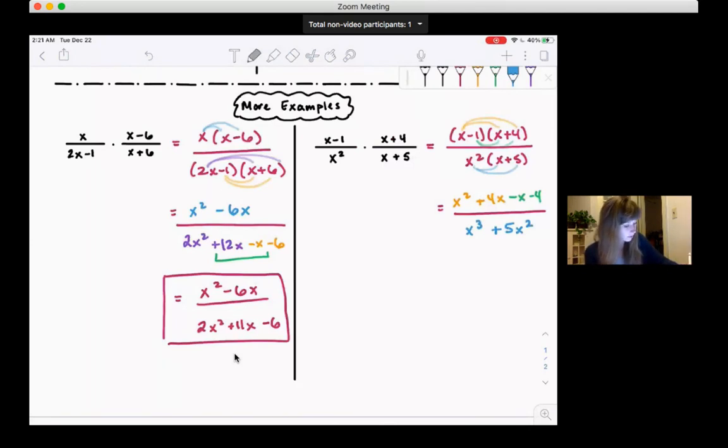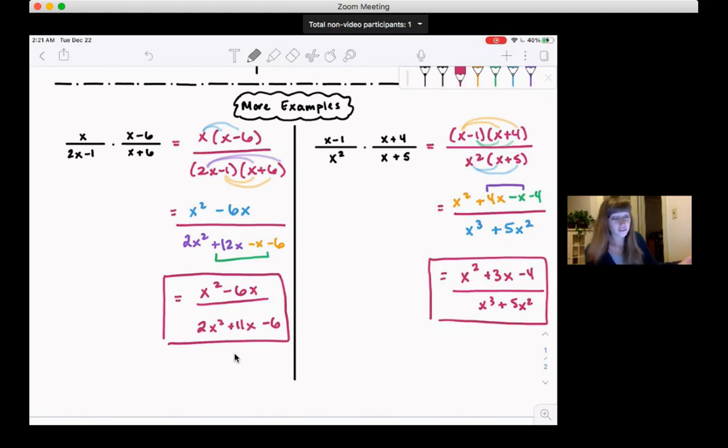And this time we're combining like terms in the numerator. So we have the 4x and the minus x that we can combine. So in the numerator we have x squared, 4x minus x is plus 3x, minus 4, all divided by x cubed plus 5x squared. No like terms in the denominator. So that's our final answer.